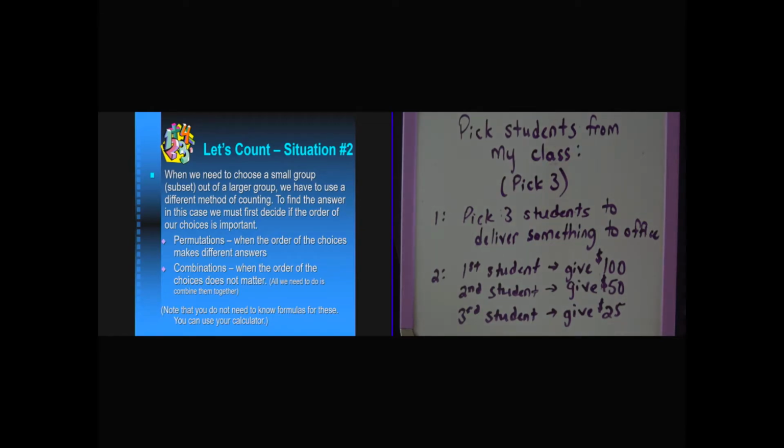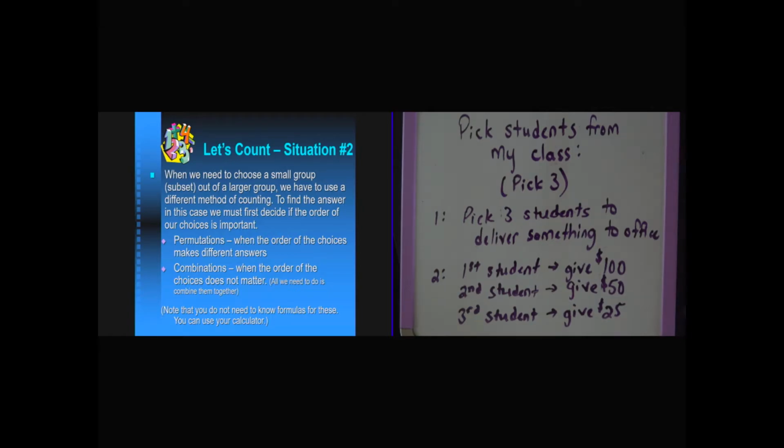All right. And then if you read beside combinations, it says when the order of the choices does not matter. So in that case, with combinations, mixing up the order wouldn't really matter because it's not going to give us different possibilities. All right. So think about these two situations and then figure out which one you'd have to do as a permutation and then which one you'd have to do as a combination.